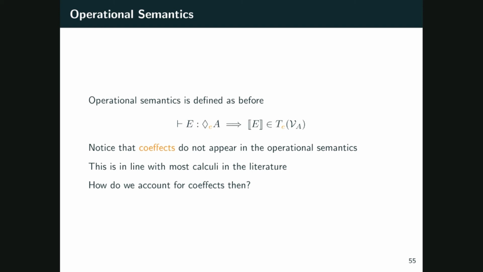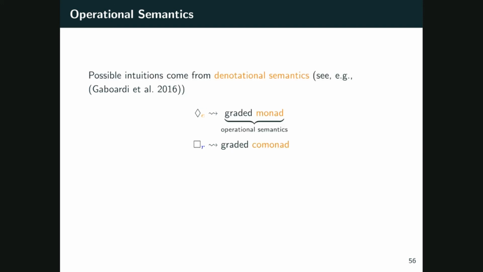And now it is important to observe that in this operational semantics, coeffects do not appear, right? And that's something that, to the best of my knowledge, happens almost anywhere in the literature. So, for instance, if you take a calculus with differential privacy, then you do not see coeffects in the operational semantics. And therefore, we would like to understand how do we account for coeffects then? A possible intuition comes from the denotational semantics, where one uses graded monads for effects and graded comonads for coeffects.